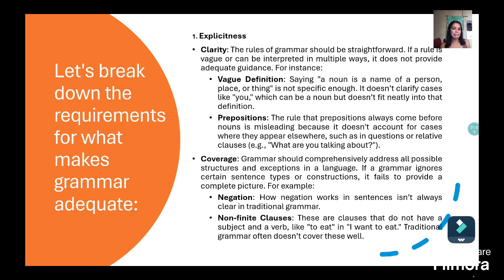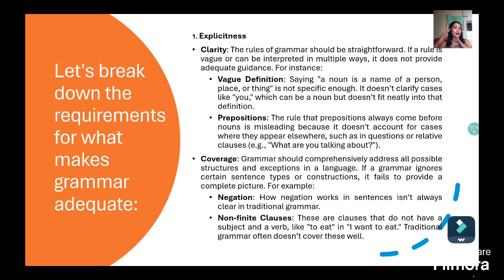Clarity. The rules of grammar should be straightforward. If a rule is vague or can be interpreted in multiple ways, it does not provide adequate guidance. For instance, a vague definition, saying a noun is a name of a person, place, or a thing. It's not specific enough. It doesn't clarify cases like "you", which can be a noun but doesn't fit neatly into that definition. So that is a vague definition.